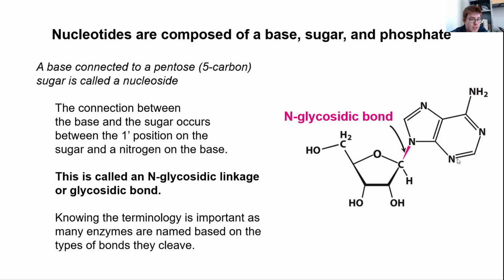So the way in which a nucleobase is connected to the sugar is through, as I mentioned before, the 1' position of the sugar, and is a type of linkage called an N-glycosidic linkage, or an N-glycosidic bond.